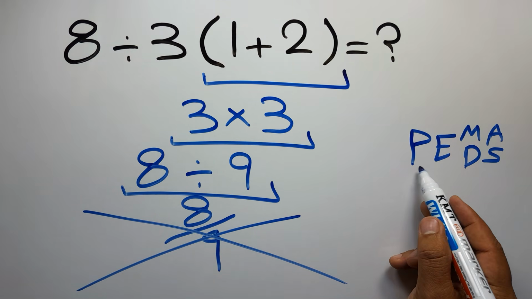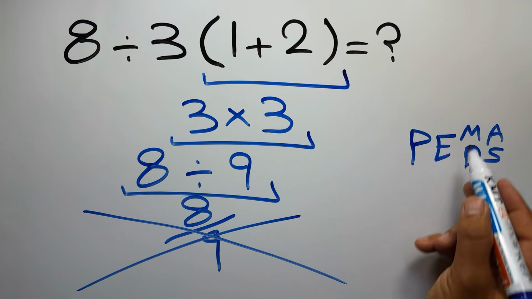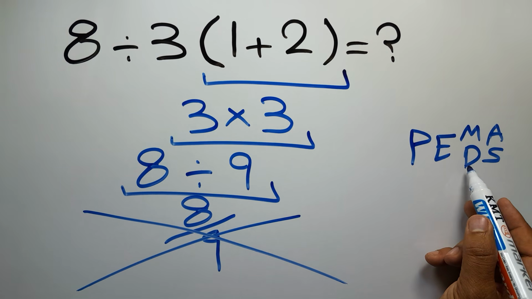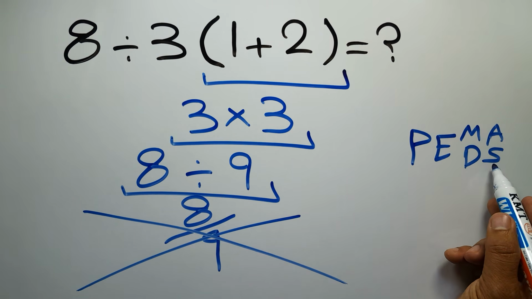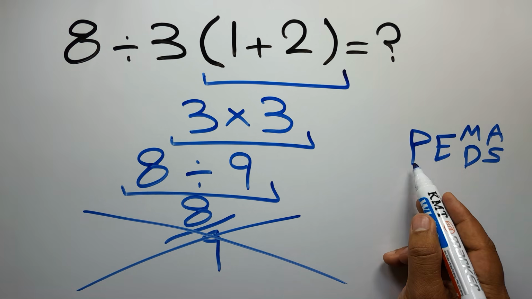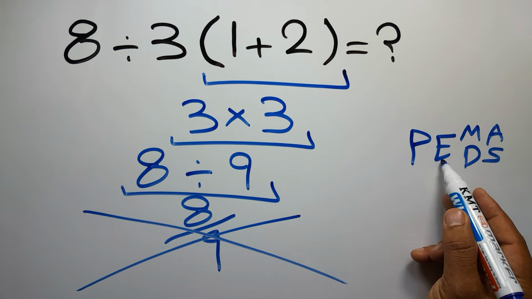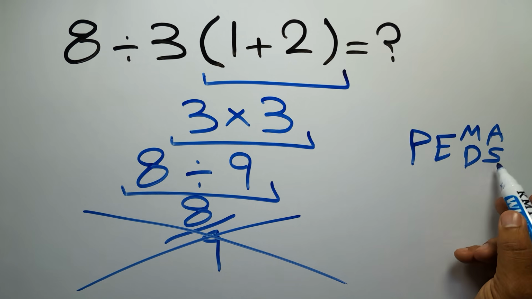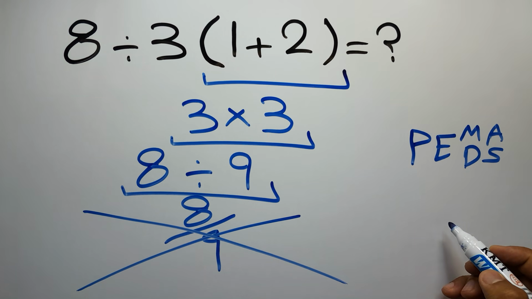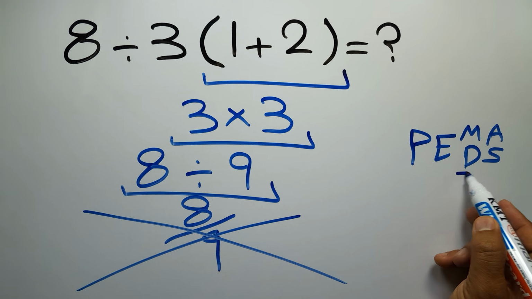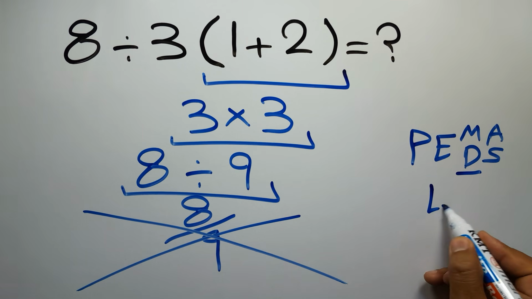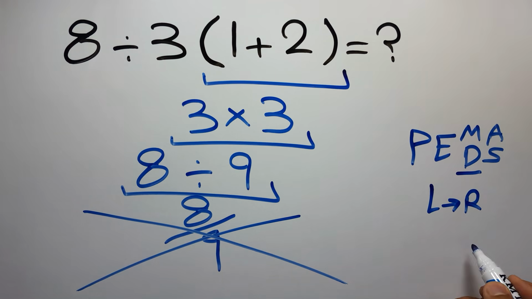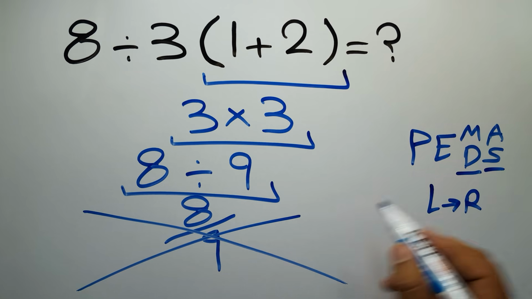P stands for parentheses, E stands for exponents, M and D stand for multiplication and division, and A and S stand for addition and subtraction. First, we have to do parentheses, then exponents, then multiplication or division, and then finally addition or subtraction. Remember that multiplication and division have equal priority and we have to work from left to right. And the same applies to addition and subtraction.